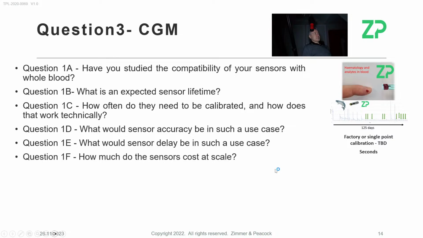How much do sensors cost at scale? I'll give you a link to a website where we show that if you're starting to get things to like 1 million, let's say, then depending on the manufacturing technique that you use, you can get closer to €1 per sensor.